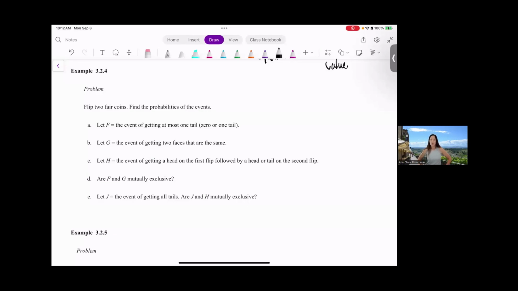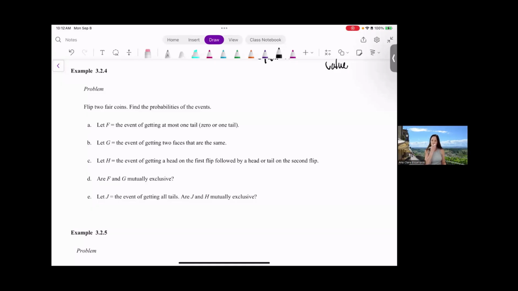Hey everybody, welcome to Math with ACE, focusing on statistics. We are continuing to explore examples with probability, looking at sample spaces and determining events, outcomes, and their probabilities. This question is about fair coins, and we're finding the probability of the events.